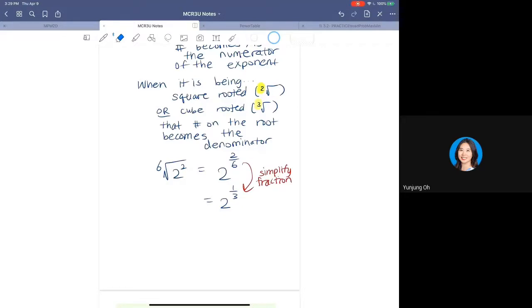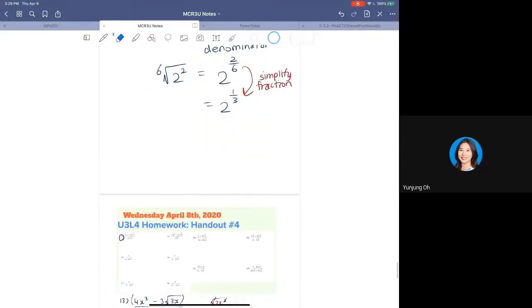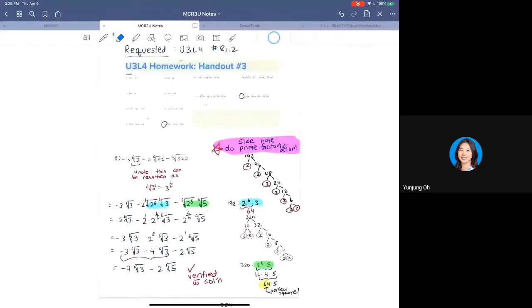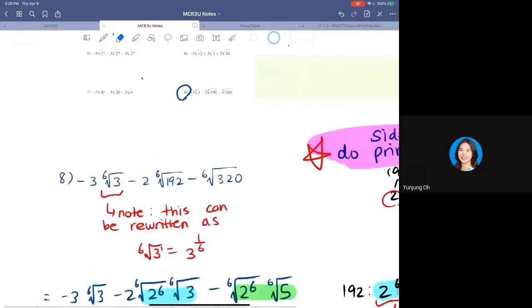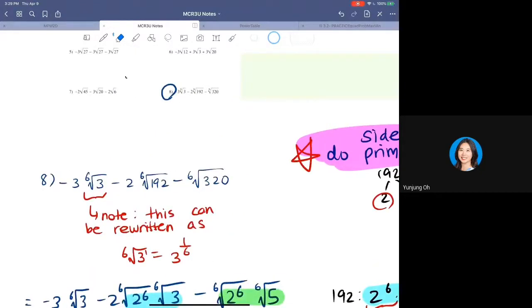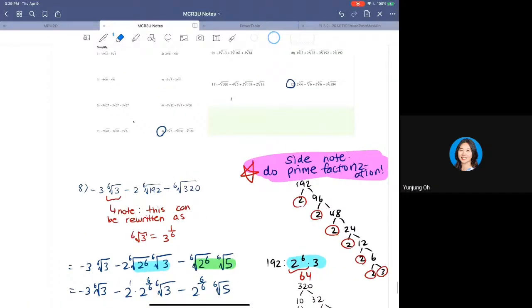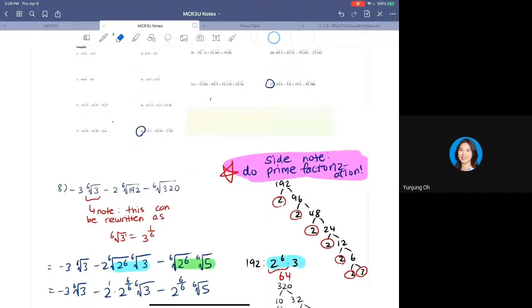That concept, and another concept, is what we need for this question. You need to use prime factorization when you're doing some of these questions. When I see the 6th root of 3, I can't do much with it because 3 is a prime number and I can't break it down. But as a side note, I wrote that the 6th root of 3 can be written as 3 to the exponent 1 over 6.